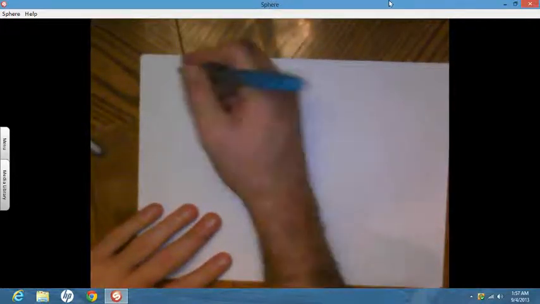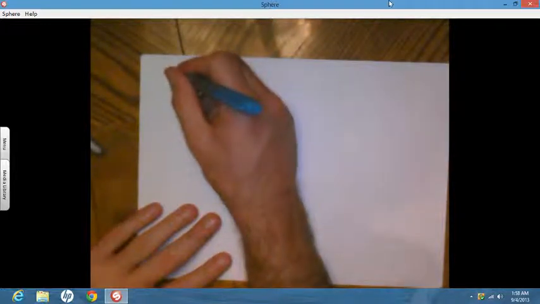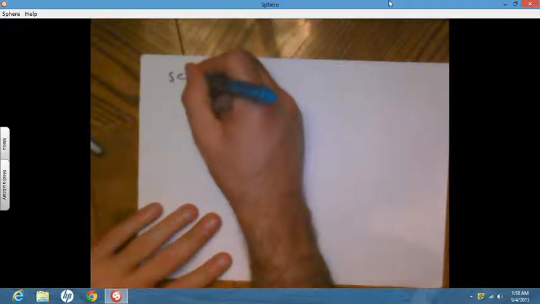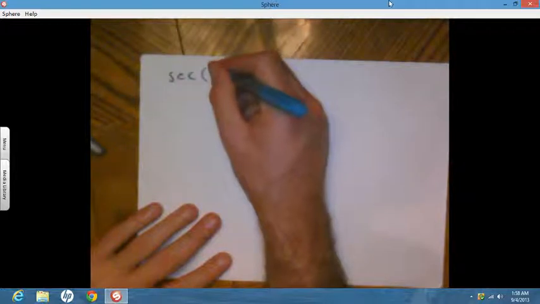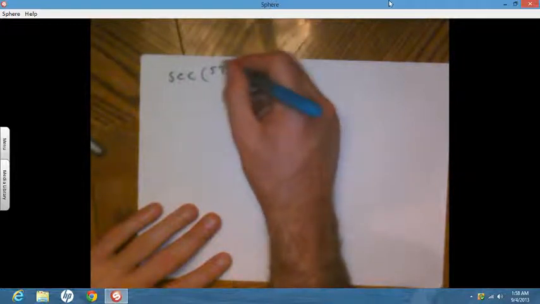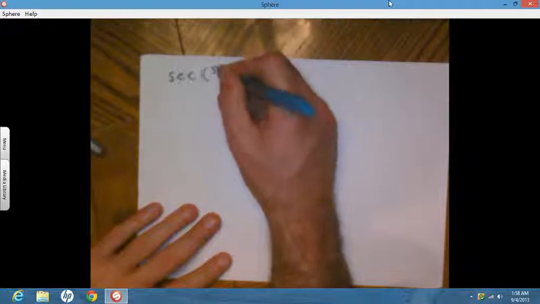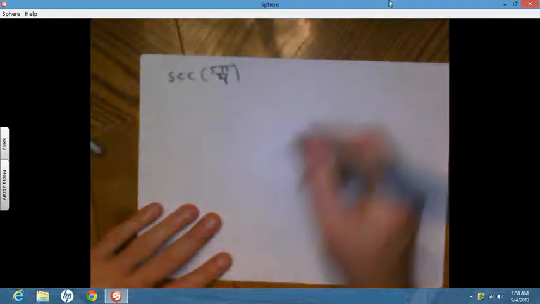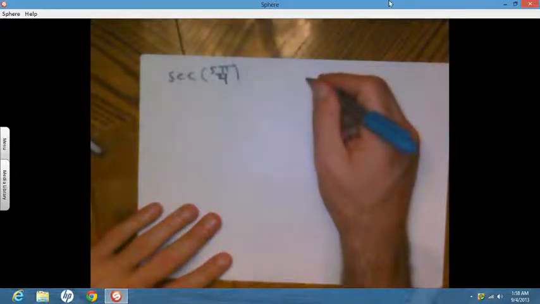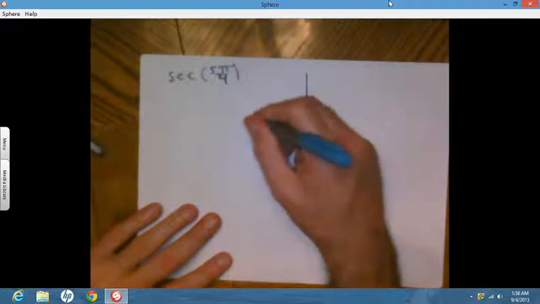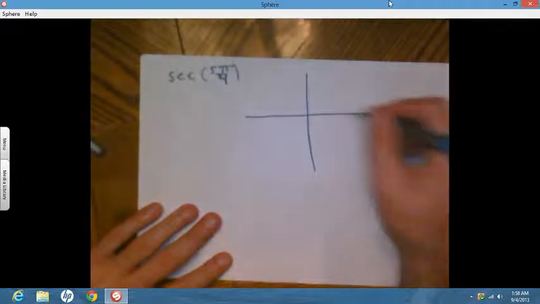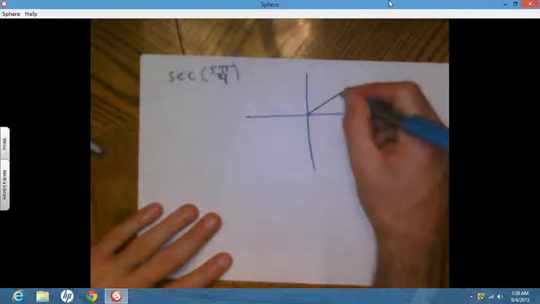How about if we want to find the secant of 5 pi over 4? Okay? So let's look at another one. Say we want to find the secant of, say, 5 pi divided by 4. Now, all we need to do is find x and y. Okay? So again, we're going to do the same thing. First, we want to find out what quadrant we're in. Okay? Well, here is pi over 4.